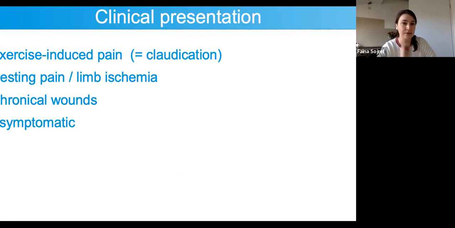What are the typical clinical symptoms of arterial disease? Well, the classical symptom is exercise-induced pain in the limb.